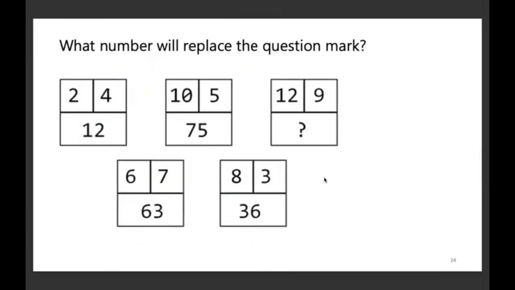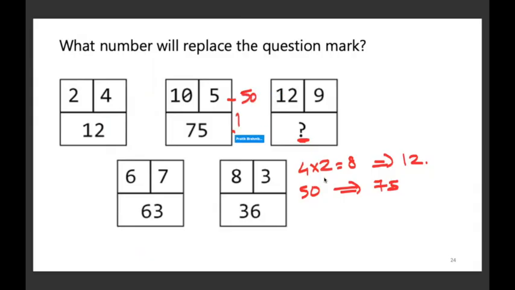Here you're given some combinations. You have to identify which number will replace this question mark. When you look at the figures here and try to find some combinations, 4 into 2 will be 8. 8 or 12. How do we reach from 8 to 12? And then 10 into 5 is 50. And then the given option is 75. This 50 will come and then below it 75 is given. How do we reach from here to here?